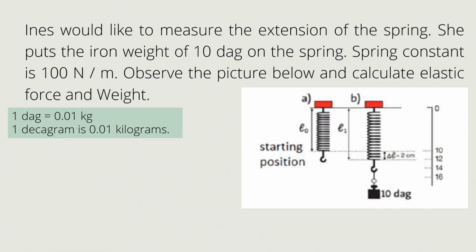So in this task, we need to do some calculations. So let's see first, what do we have? We have that the weight of 10 decagrams is on the spring. We know that the spring constant is 100 newtons per meter. We know that we need to observe the picture, and we need to calculate elastic force and weight. So let's go step by step.